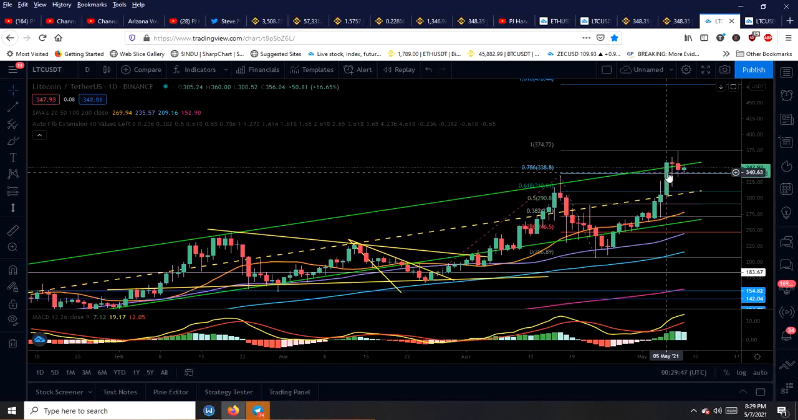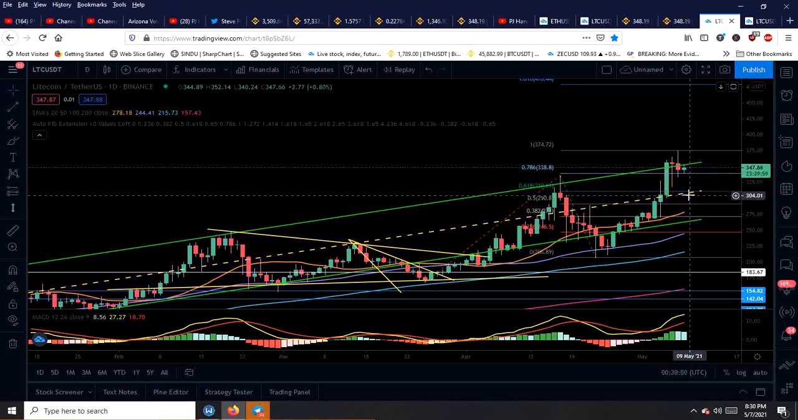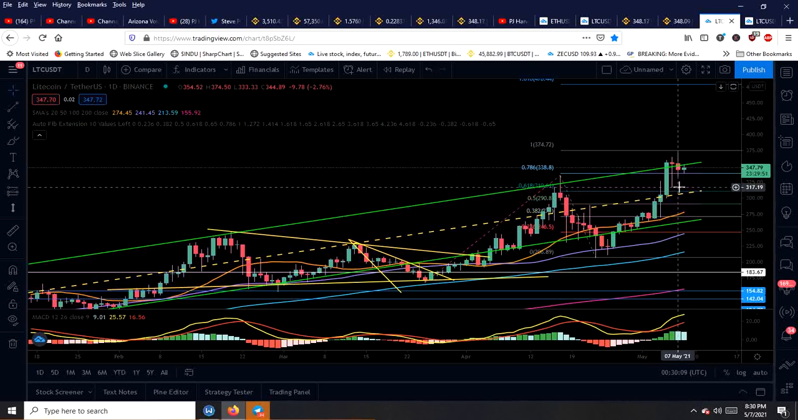So 338.8 is our 0.786 fib. See what happened here? We snapped back up and we're still up there. Now, let's see what happens for the next 2 or 3 days. But right now, if that happens, that's awesome. But keep in mind, we're going to go over supports for a second as well. The middle of the channel is around the 310 area, which is 0.618 fib.